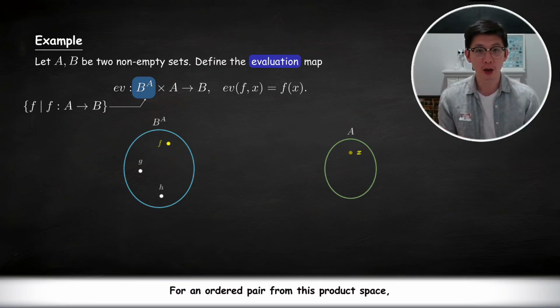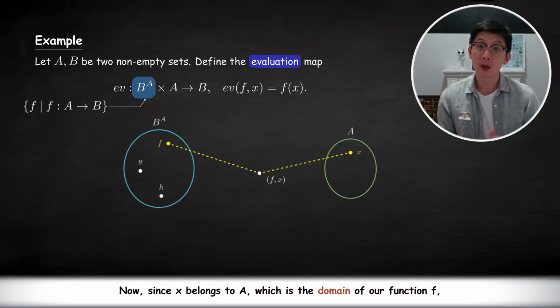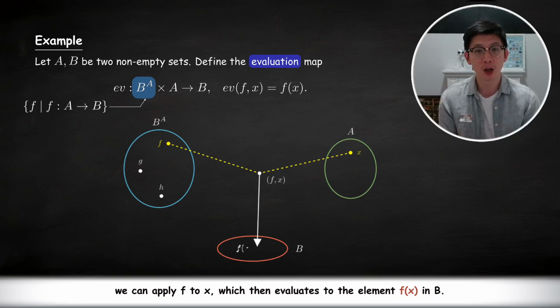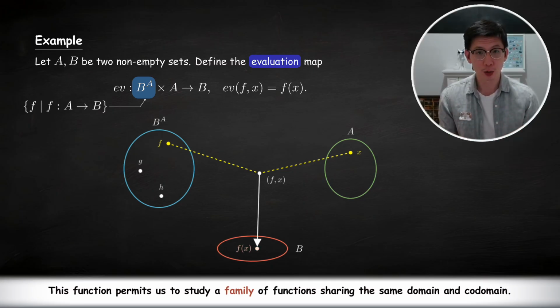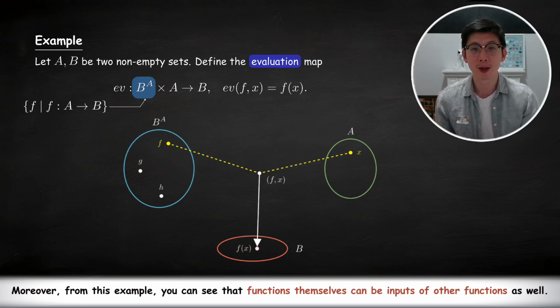For an ordered pair from this product space, that is, a function f from A to B, as well as an element x from set A. Now, since x belongs to A, which is the domain of our function f, we can apply f to x, which then evaluates to the element f(x) in B. This function permits us to study a family of functions sharing the same domain and codomain. Moreover, from this example, you can see that functions themselves can be inputs of other functions as well.